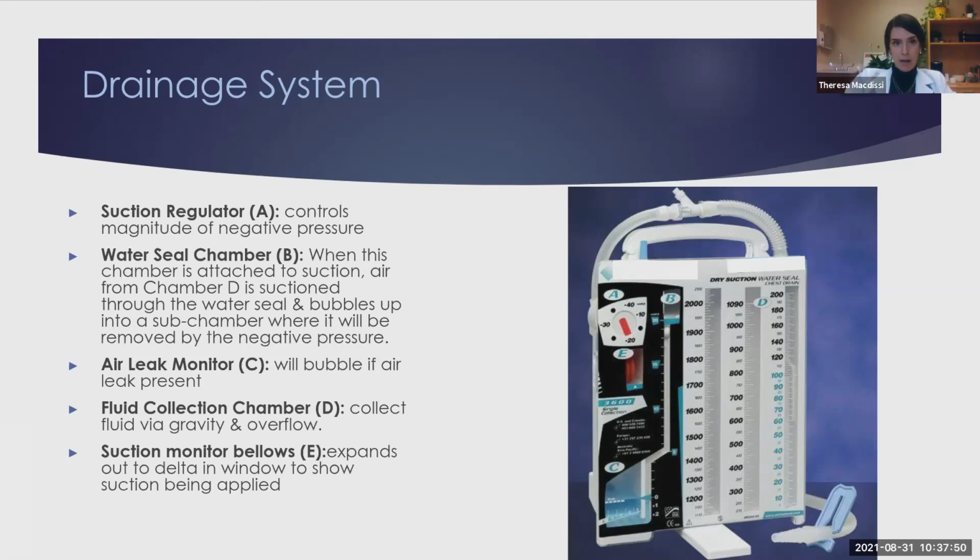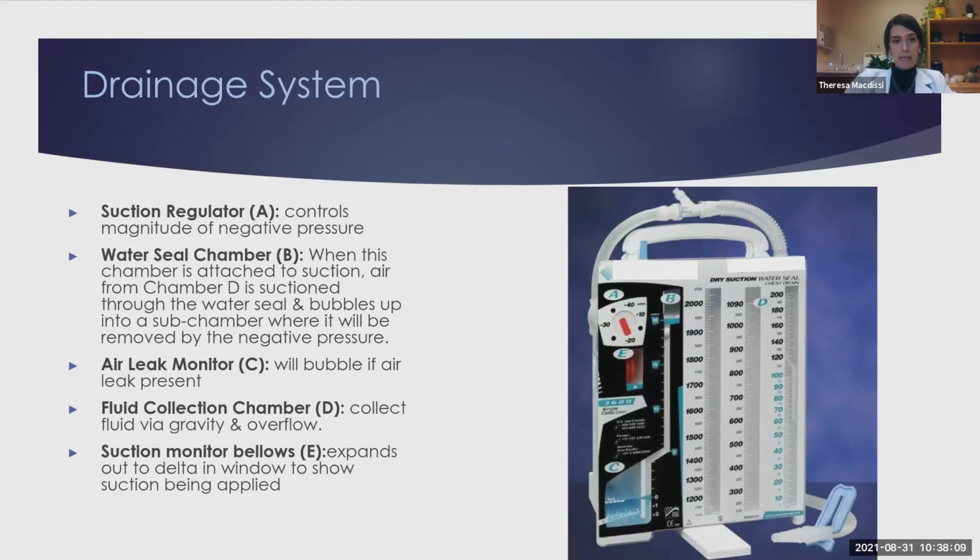C, down at the bottom of that water seal chamber, that's where you'll see bubbling happening if there is an air leak present. D is the water or the fluid collection chamber. This is where the fluid that's actually in the pleural space from the patient is draining out. So this will be their pleural fluid drainage.